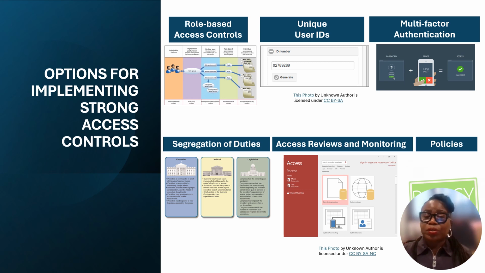And then having regular access reviews and monitoring is important for an organization looking to be PCI compliant and looking to implement strong access controls. So these regular reviews look at user access rights and permissions and determine if that's still aligned with a business need and consistent with established organizational policies and procedures, and then makes the necessary changes if relevant.